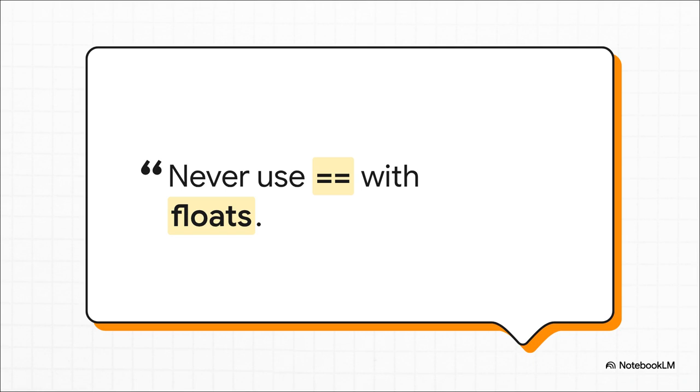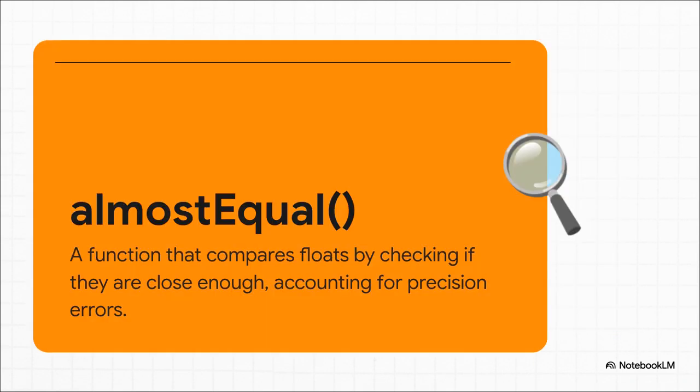It can lead to some of the most frustrating, pull-your-hair-out bugs you'll ever have to find. So what do you do instead? Well, professional code uses a helper function. This function doesn't ask, are these two floats identical? Instead, it asks, are these two floats close enough to be considered equal? This is the safe, robust way to handle it.